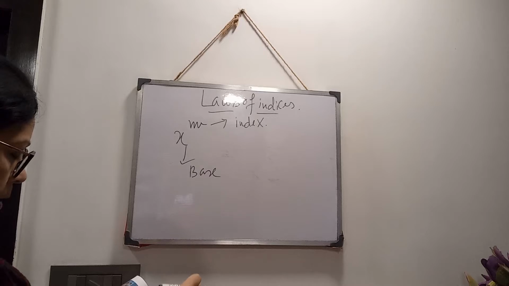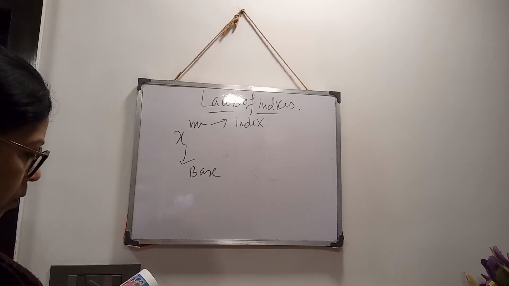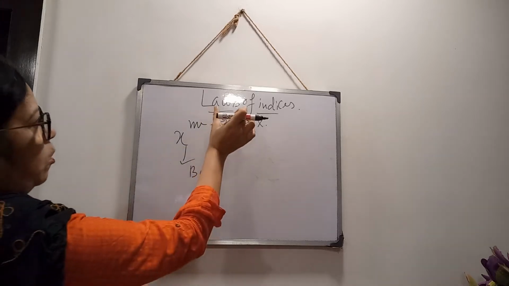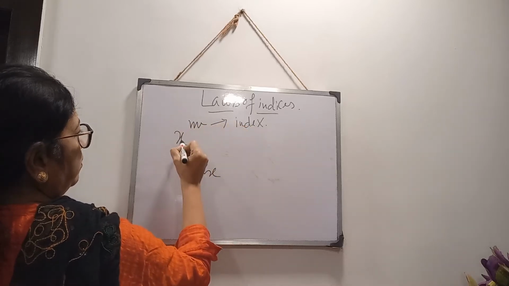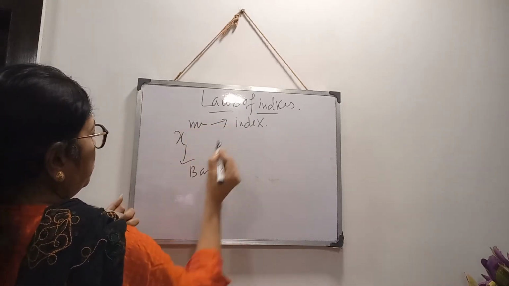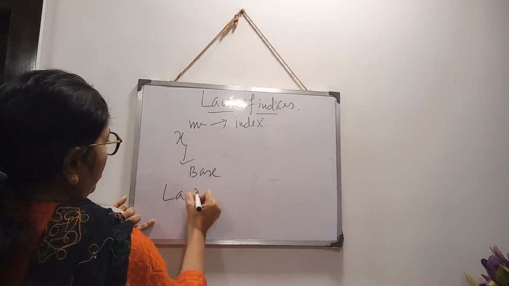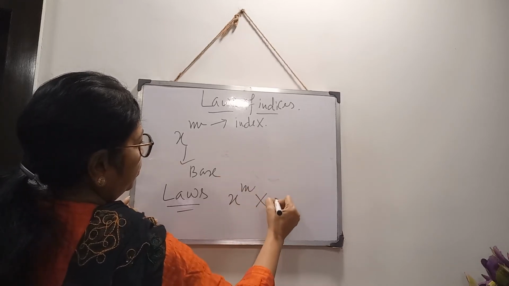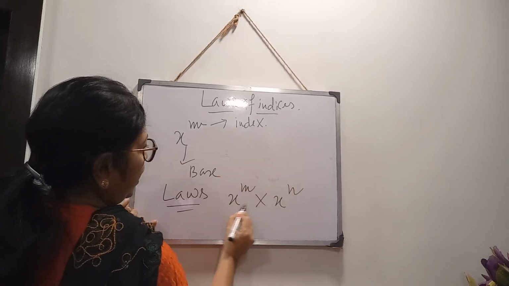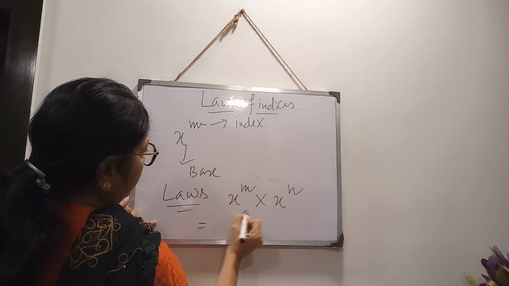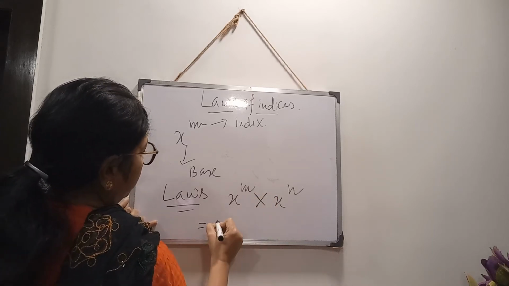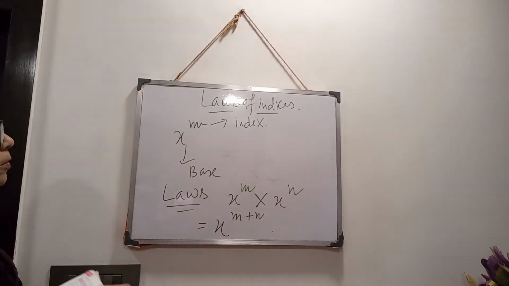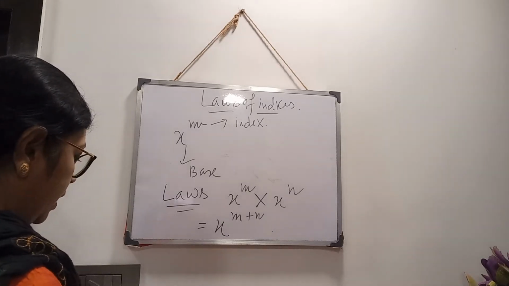And there are some laws. This chapter is laws of indices and this is x to the power m. I have explained that x is called base and m is index or power, and there are some laws. One is the fundamental law, that is a very easy one. X to the power m into x to the power n. Here the same variable x. Then if we multiply this, powers will always be added. X to the power m plus n. This is called the fundamental law of indices.